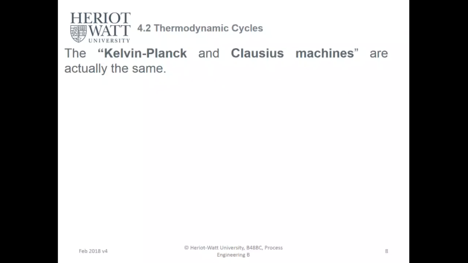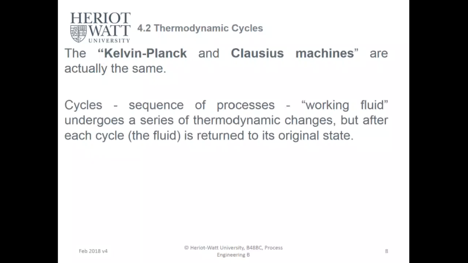So the Kelvin-Planck and Clausius machines are actually the same, because they're explaining the same thing: heat converting to work and cold to heat. These are in cycles, sequences of processes. The working fluid undergoes a series of thermodynamic changes, but after each cycle, the fluid is returned to its original state. Say you have the Carnot cycle. You can evaporate or heat something up, then cool it down. There might be a phase change, but by the end of it, there is no chemical reaction. The full cycle covers all the phase changes, and it will come back to the original state.